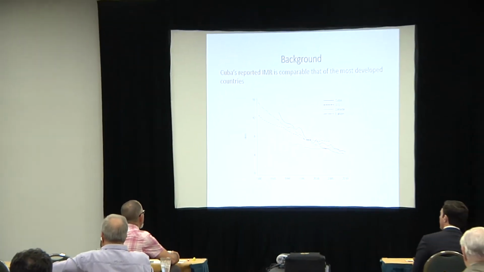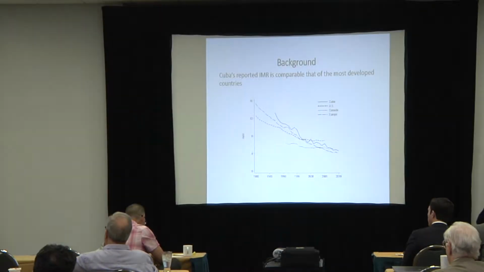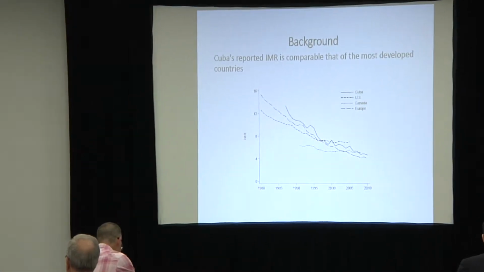So let me talk a little bit about the background. I think it's pretty familiar to all of us that what we hear in media, in general media, in academic papers, is that Cuba's infant mortality rate is very comparable to those of rich nations, and much lower than those of developing nations, of course. And I emphasize the fact that this is the reported infant mortality rate, not the actual infant mortality rate. We don't know the infant mortality rate.